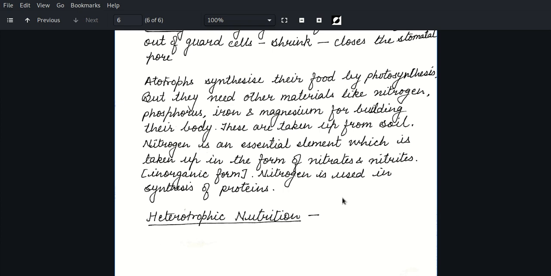Now we'll start with heterotrophs. How do heterotrophs or animals complete their nutritional requirements?